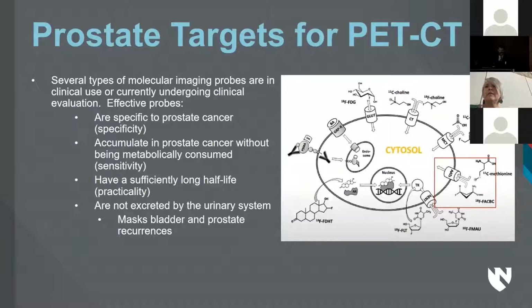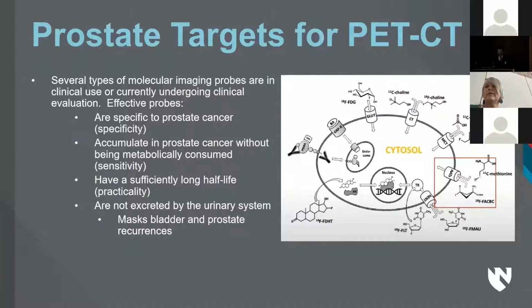When we consider a probe and its effectiveness for PET scan, there's a few different things we look at. First off, is it specific to prostate cancer? Is it going to prostate cancer and not going to normal prostate tissue or normal lymph nodes? That really increases the specificity of a probe. Does the probe accumulate inside the prostate cancer, inside the cytosol, without being metabolically consumed? The more it accumulates in the cancer, the higher our sensitivity is. Then some practical aspects: does it have a sufficient half-life so that we can get the molecule from the cyclotron and have it here for our imaging?